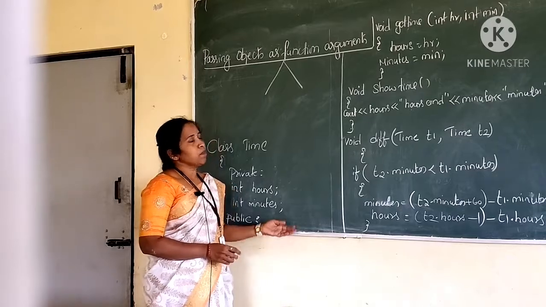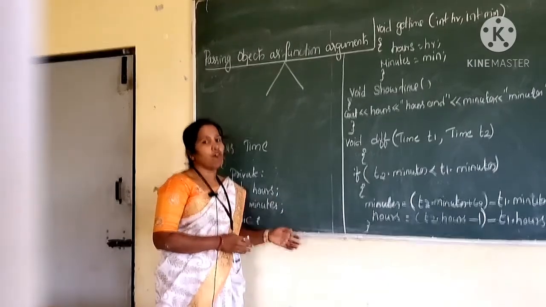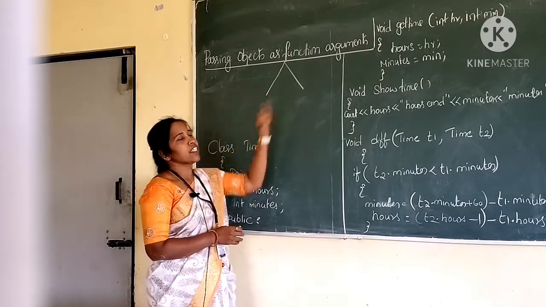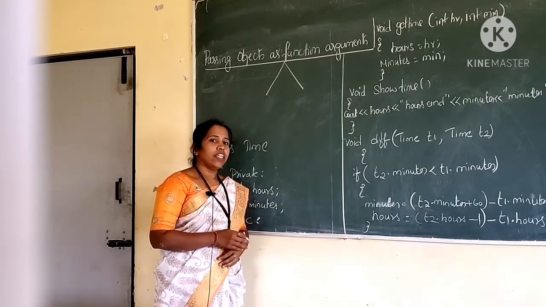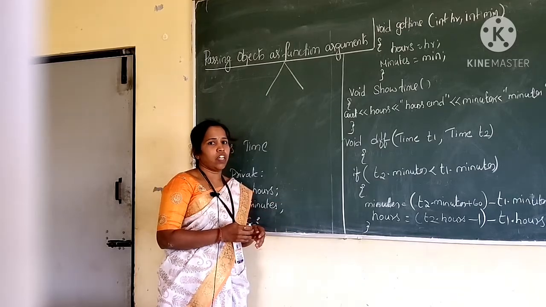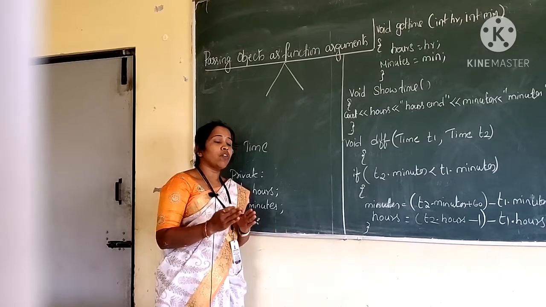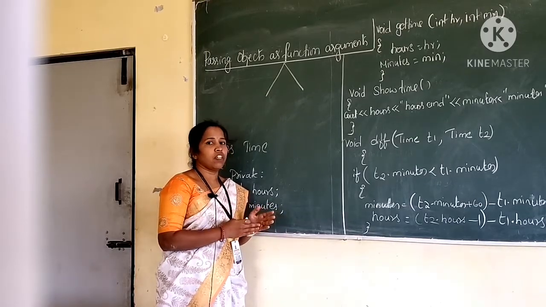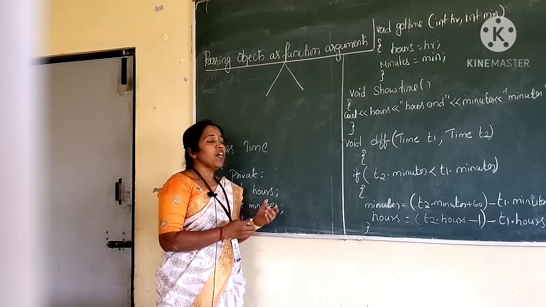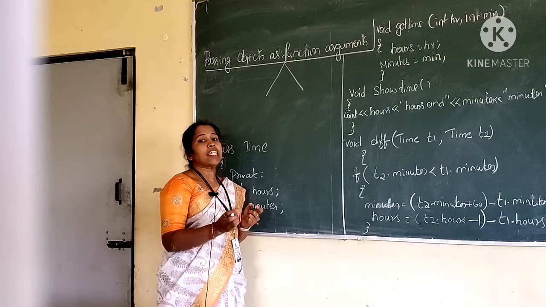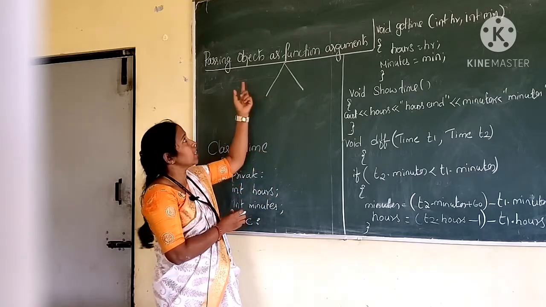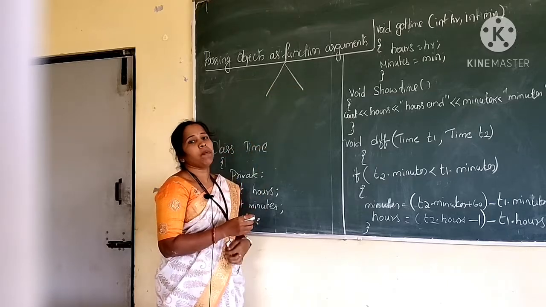Students, in the previous session we discussed array of objects. Now in this session, passing an object as a function argument. Already you have discussed passing arguments to functions in C programming, where we have actual parameters and formal parameters. Now I am going to pass an object as an argument to the function. That is our concept here, passing an object as a function argument.